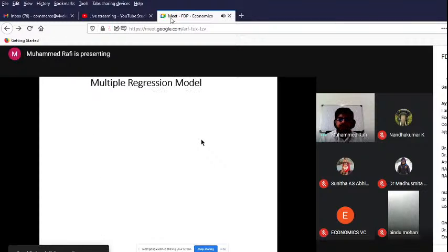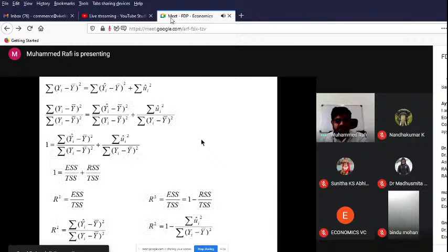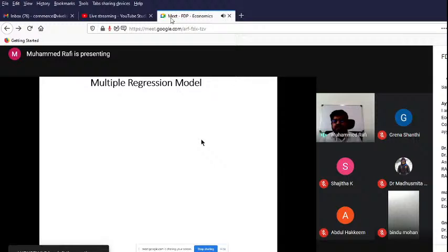Now that is how you calculate the R square. I'm not going into the calculation of the R square here; the regression result will give you how much of the variation in y can be explained by x through the R square. Now I'll spend some time to discuss the multiple regression model.